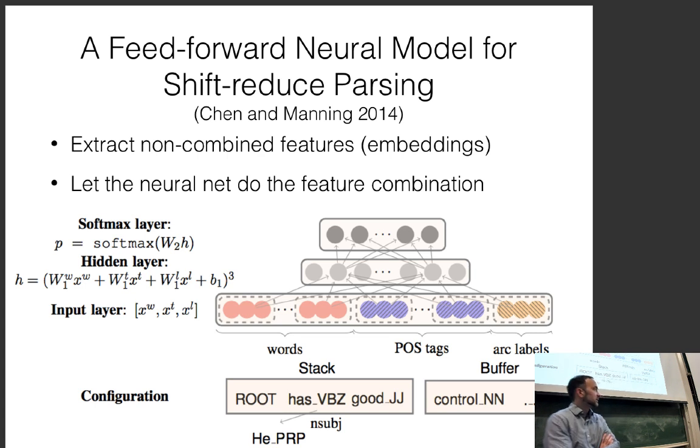So basically, normally what we would do is, if we had a whole bunch of words on our stack, a whole bunch of part of speech tags for the words on our stack or buffer, and arc labels of the previous arcs that we generated, like the nsubj arc that we've just generated, we essentially concatenate all of these into one big feature vector. These are all embeddings. So we have word embeddings, part of speech embeddings, and arc label embeddings. And we run them through a hidden layer.